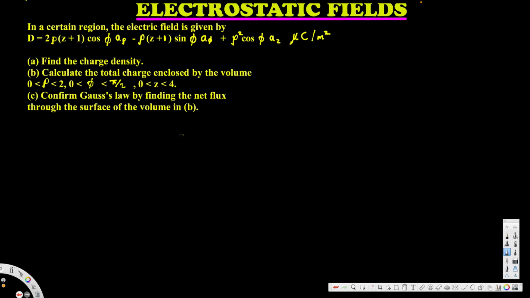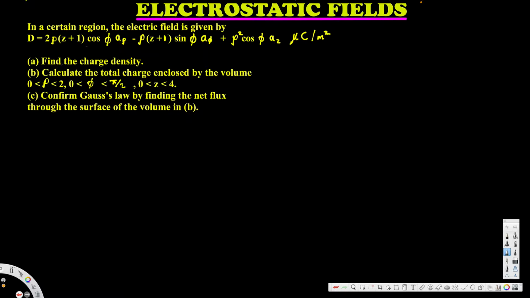What's going on, guys? Let's look at this problem right here. This question is asking, in a certain region the electric field is given by this expression. A part is asking find the charge density, B part is asking calculate the total charge enclosed by the volume, C part is asking confirm Gauss's law by finding the net flux through the surface of the volume in B.